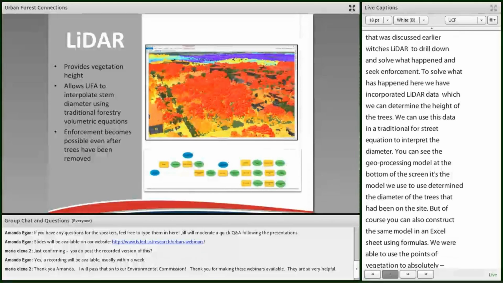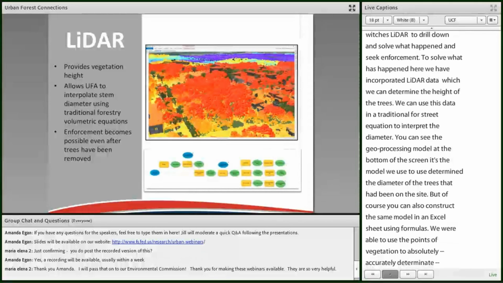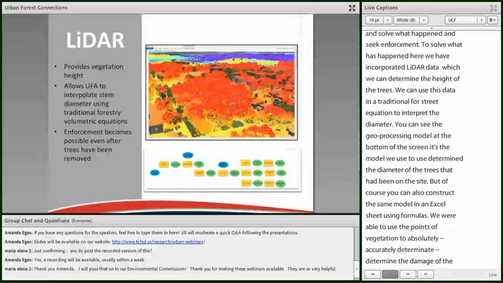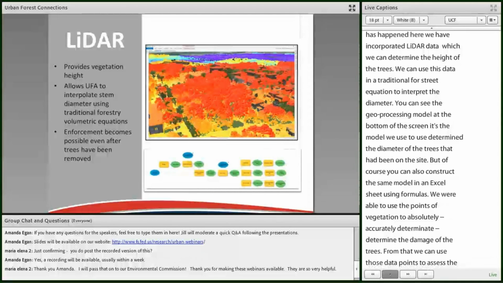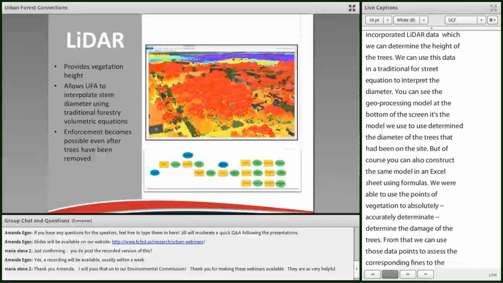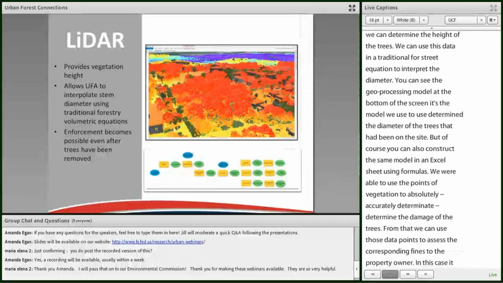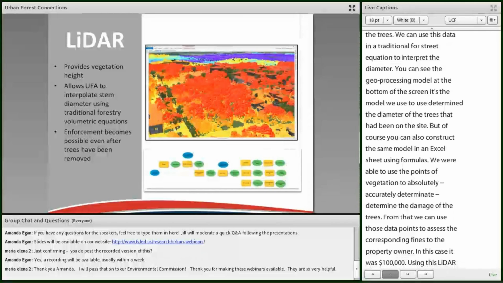And from that, we can use that data point to assess the corresponding fine to the property owner, which in this case actually exceeded $100,000. So using this LiDAR information, we can actually accurately measure what's no longer even present on the site.